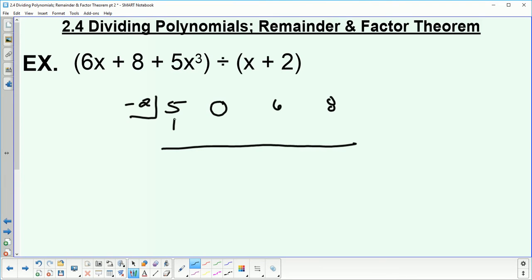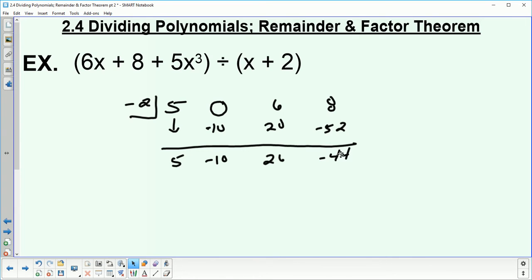The next step is to bring down that leading coefficient 5, and now we do that series of multiply, add, multiply, add, until we're done. Negative 2 times 5 is negative 10. Add 0 and negative 10, we get negative 10. Back to multiply. Negative 2 times negative 10 is 20. Add, and we get 26. Back to multiply again. Negative 2 times 26 is negative 52. Add, and we get negative 44. This last term is actually our remainder.